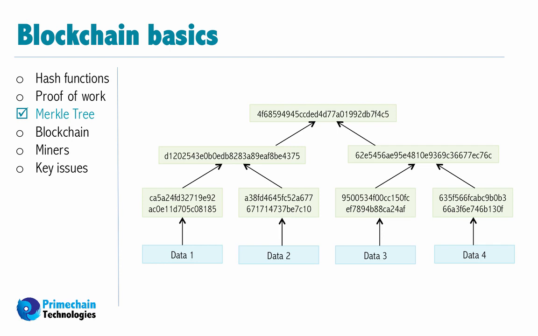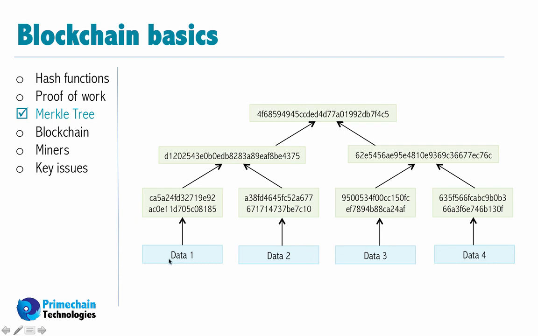Moving on, there's an interesting concept called Merkle Tree. Let's consider that we have 4 pieces of data or information. Data 1 could be a PDF file, data 2 could be an email, data 3 could be a movie, and data 4 could be a transaction.